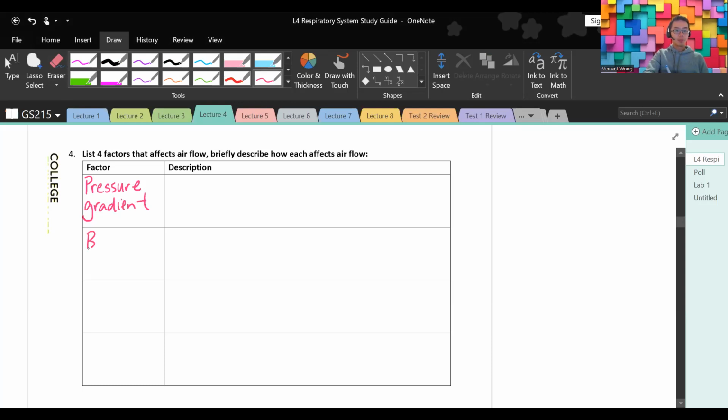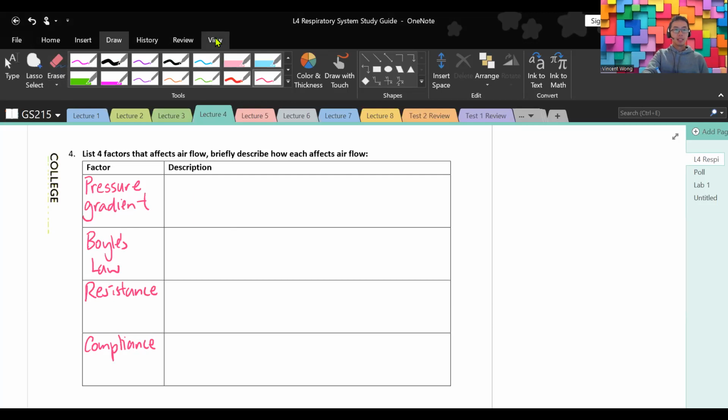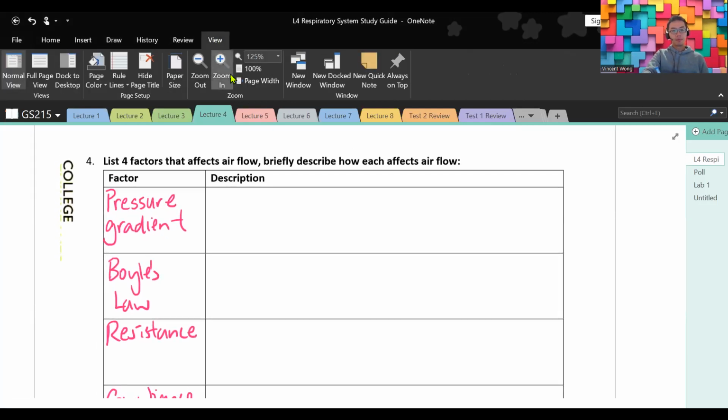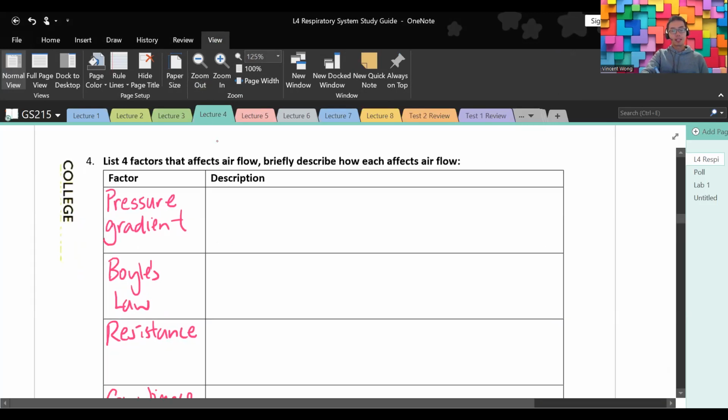There's Boyle's law. There's resistance and compliance. So these are not listed in any particular order. In fact, they're not the same order as the slides, but it doesn't matter. It's not like one is more important than the other. They all have a role in affecting how air flows.